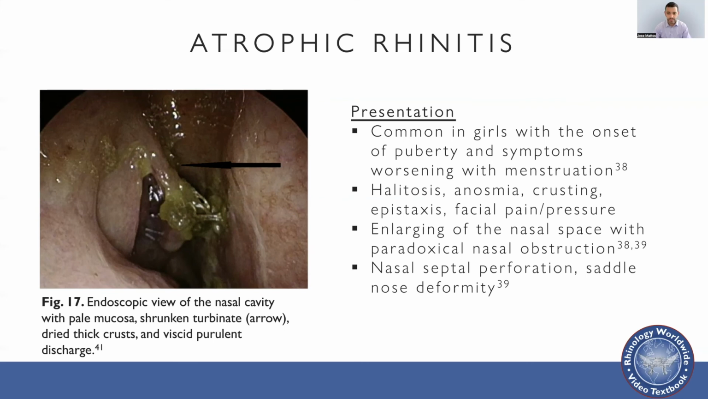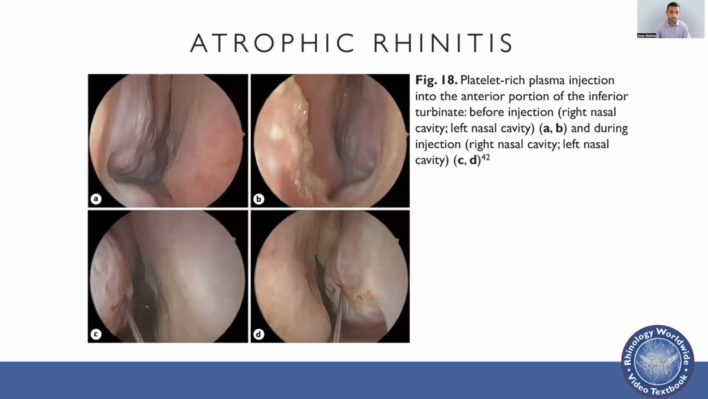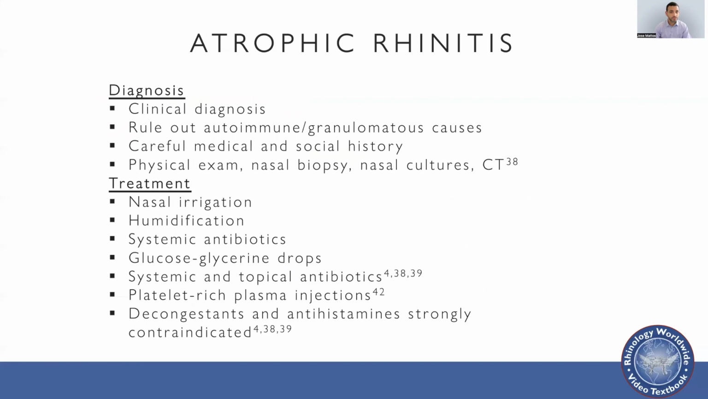They will frequently have nasal septal perforations and saddle nose deformities as well, due to loss of structure of the normal nasal support mechanisms. Now, to make this diagnosis, you want to rule out other autoimmune and granulomatous causes. You must take a careful history, as always, physical exam, consider nasal biopsies and cultures, and imaging.